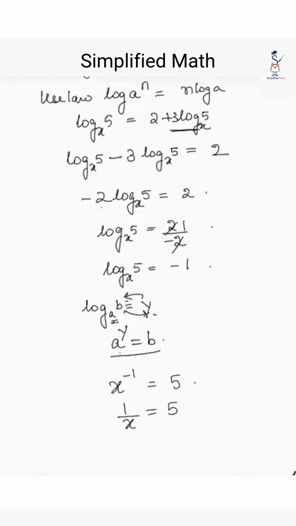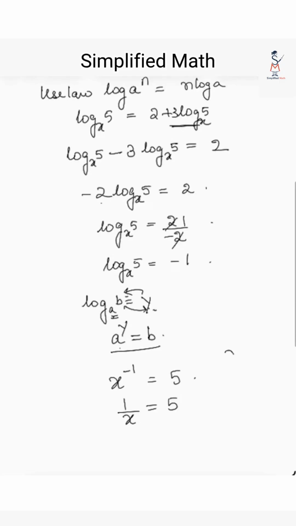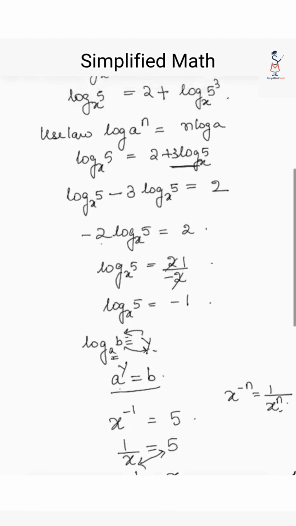Now how did it come 1 by x? Anything raised to the power of a negative number, we can reciprocate this and the power becomes positive. So if it is x raised to the power minus n, it will become 1 by x raised to the power n. We reciprocate the number and the power turns out to be positive. This is a rule of indices. So x goes down, 5 comes down, 1 by 5. So what is the value of x? It is 1 by 5. So this is how we calculate x.